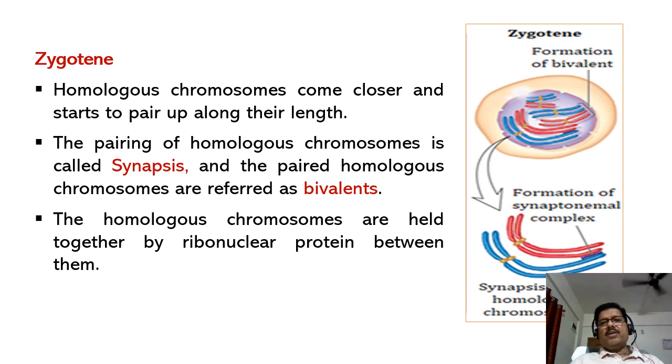Zygotene. This is the second subphase in prophase I. Here, homologous chromosomes come closer and start to pair up along their length. The pairing of homologous chromosomes is called synapsis, and the paired homologous chromosomes are referred to as bivalents. The homologous chromosomes are held together by ribonucleoprotein between them.